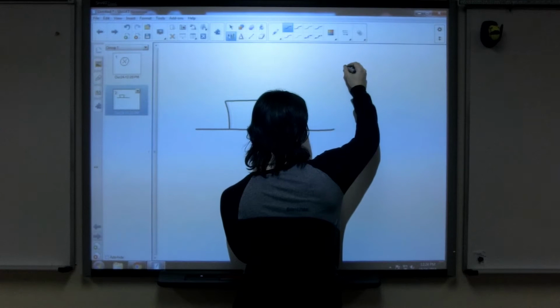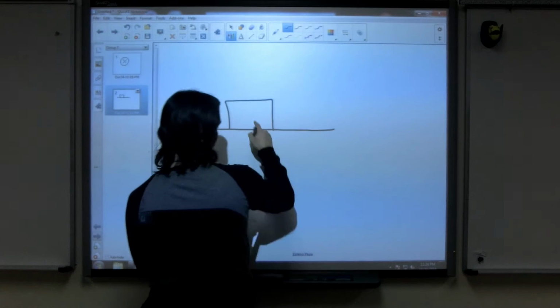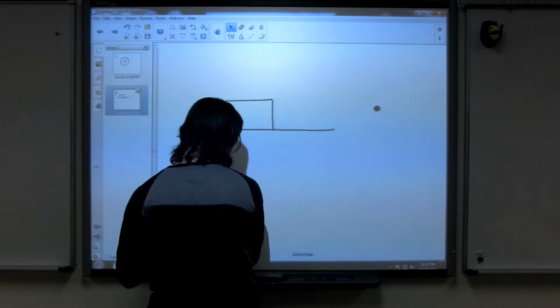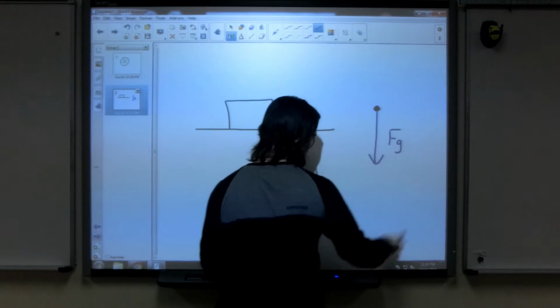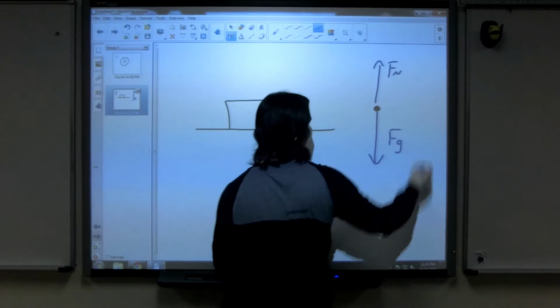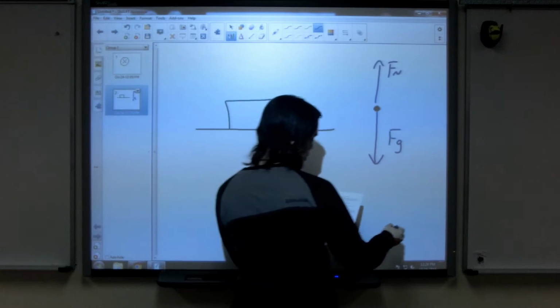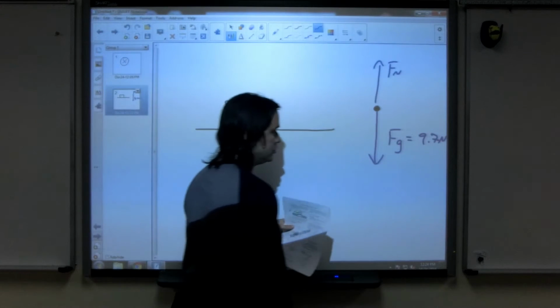So what they're saying is, depending on how you interpret it, with this being my object, here's a free body diagram. We're going to look at the forces acting on it. I've got a force of gravity downward. We're near the surface of the Earth. I've got a normal force upward. And what they're telling us, I presume from their notation, is that the force of gravity is 9.7 newtons.